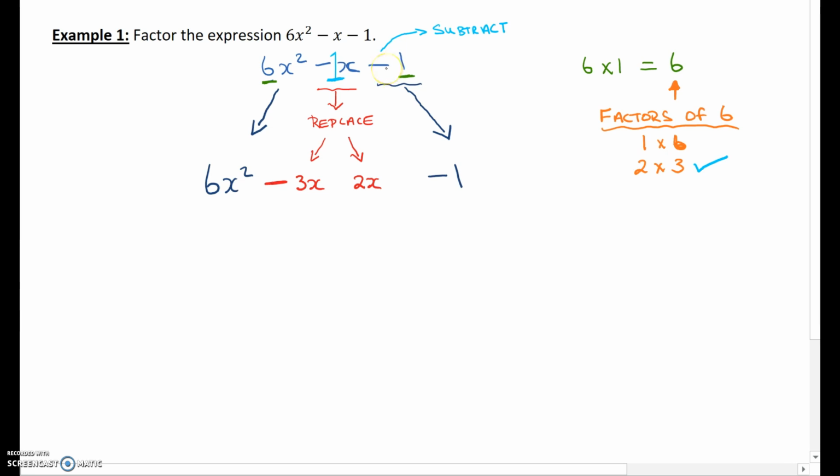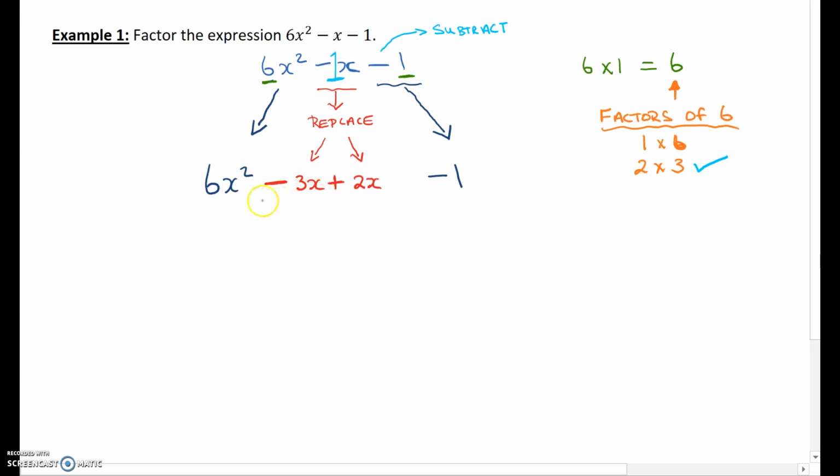The sign on the end was a minus, and that means these two signs are going to be different. If the sign on the end is minus, these two signs have got to be different. So this time we're going to need a plus there. And just check by looking at this. Is minus 3x plus 2x the same as negative 1x? And it is. Negative 3x plus 2x is minus 1x. So we know that they're the correct factors for us.